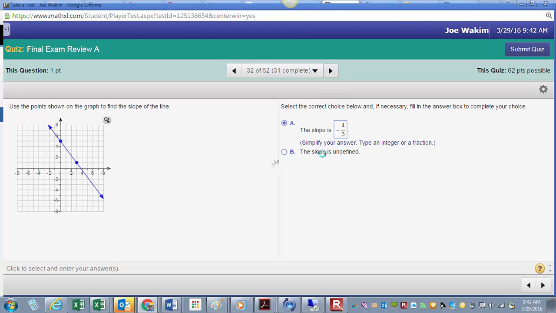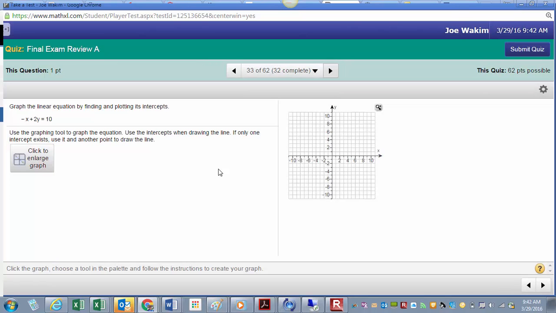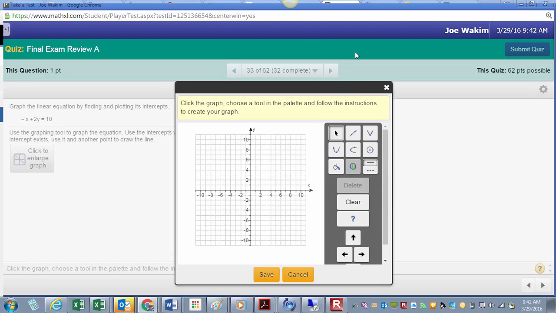Graph the linear equation by finding and plotting its intercept. Okay, let's go ahead and we want to find the intercept. So let's take the line tool. For y equals 0, negative x equals 10, or x equals negative 10. That's x equals negative 10 here. That's the x-intercept. For x equals 0, 2y equals 10, then y equals 5. That would be 5. And we're done. That's it. That's all we have to do.